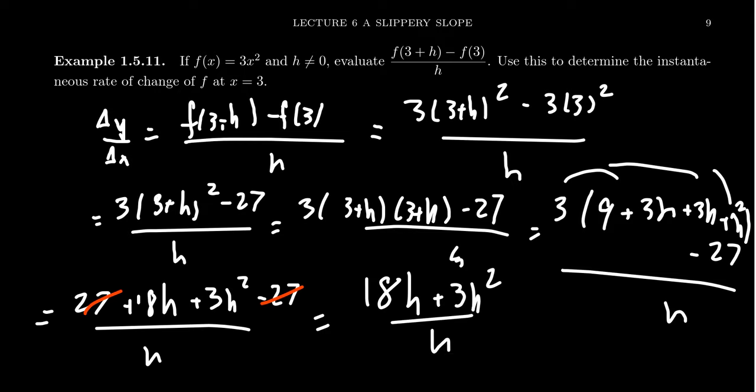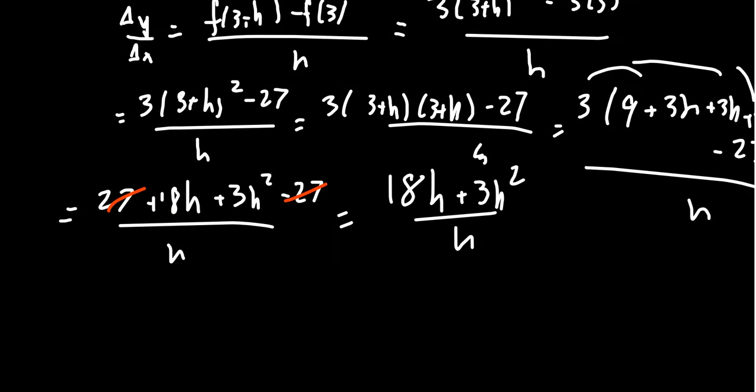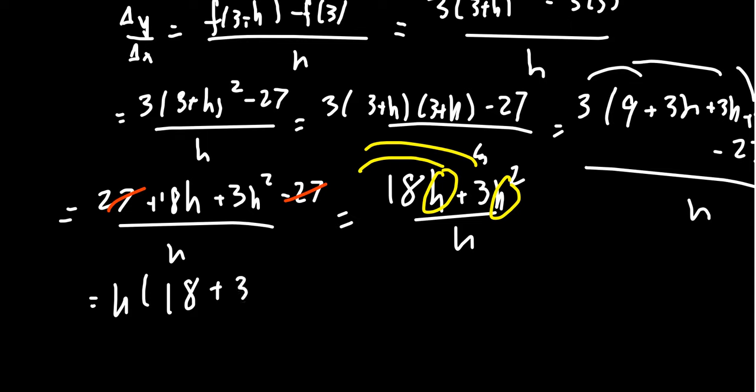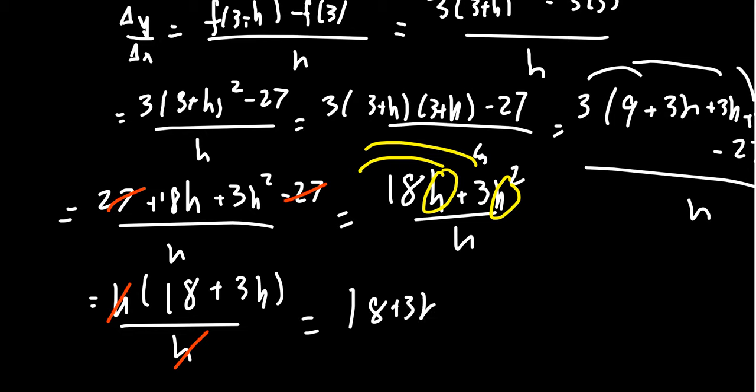We want to get rid of that h in the bottom. Notice in the numerator that everything is actually divisible by h. You have an 18h, you have an h squared. What if we were to factor out that h? If we did that, we'd have h times 18 plus 3h, over h. And now you can see that the h cancels out, and this equals 18 plus 3h.